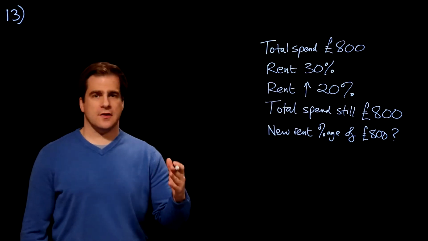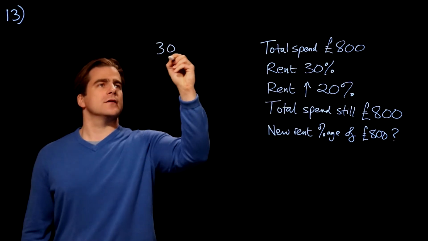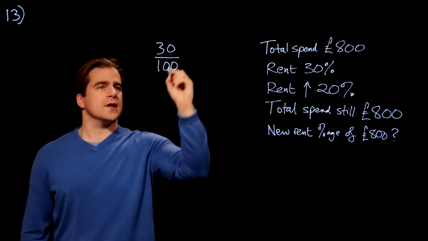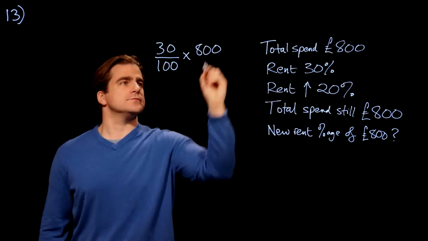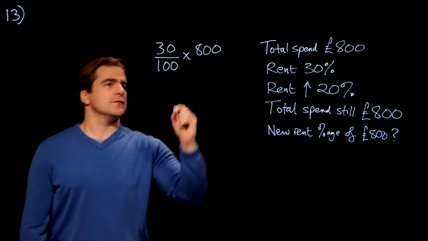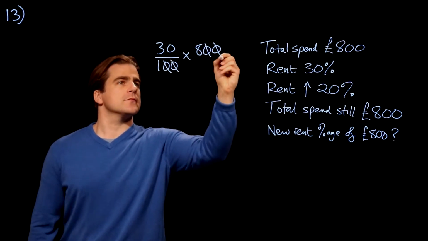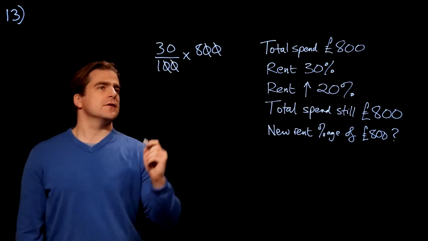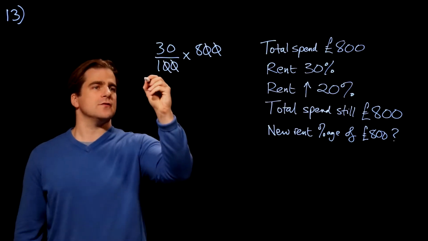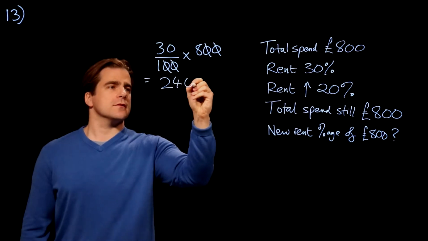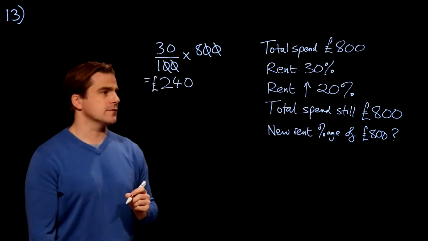So, how do you convert 30% of 800 into maths? You do it like this. 30% of 800. So, what can we do? Well, 2 zeros on the top, 2 on the bottom, so let's cancel them. So it becomes 30 times 8 over 1. In other words, just 30 times 8, which is 240. Okay? So he's currently spending 240 on rent.